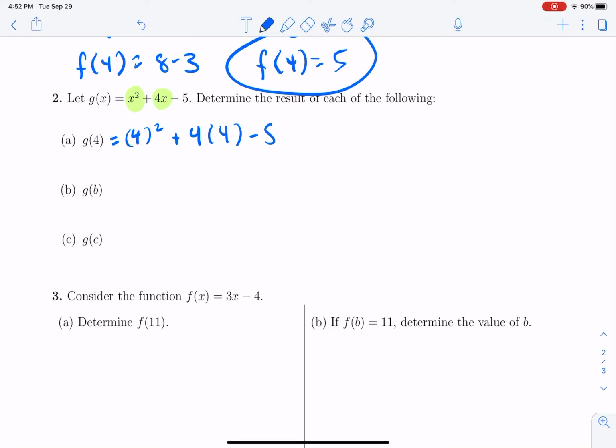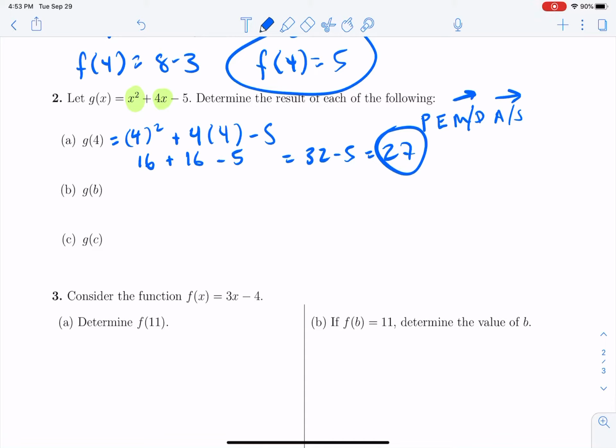Okay, now using PEMDAS, I'll just write that here. All right, so I'm going to start with the exponent. So 16 plus 4 times 4 is 16 minus 5. So that's 32 minus 5. I'm just left with addition and subtraction, so I just work from left to right. 32 minus 5 is 27.